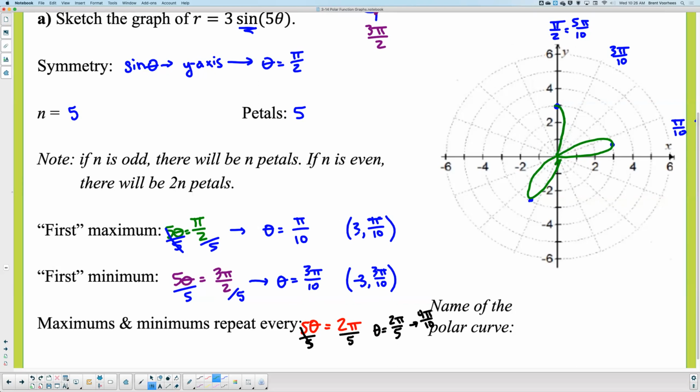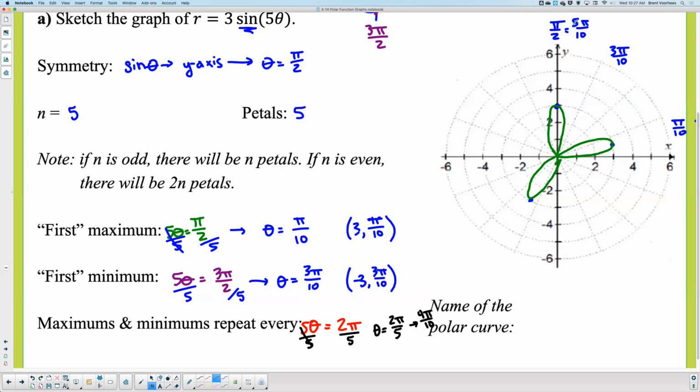It would loop around and hit there and come back. How many petals is this supposed to have? 5. We got 3. Okay, now comes the minimum. That was a maximum here. Now comes a minimum. We went from 1 pi over 10 to a minimum at 3 pi over 10 to a maximum at 5 pi over 10.